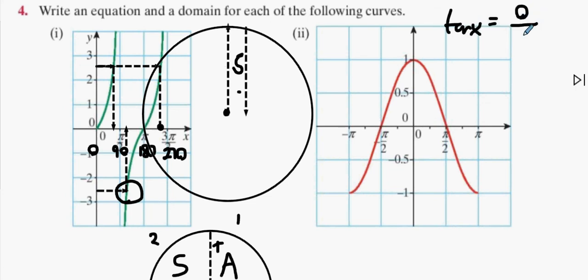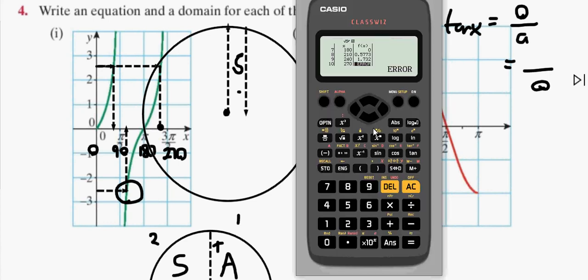Opposite over adjacent. But if the adjacent value is 0, what happens in the calculator? Can you divide anything by 0? Maths error. And that is why you have a maths error at 270 and a maths error at 90. Is that okay? It's because it's either going straight up or straight down and the adjacent doesn't exist. Is that alright? So you all get that, or do you want me to go again?